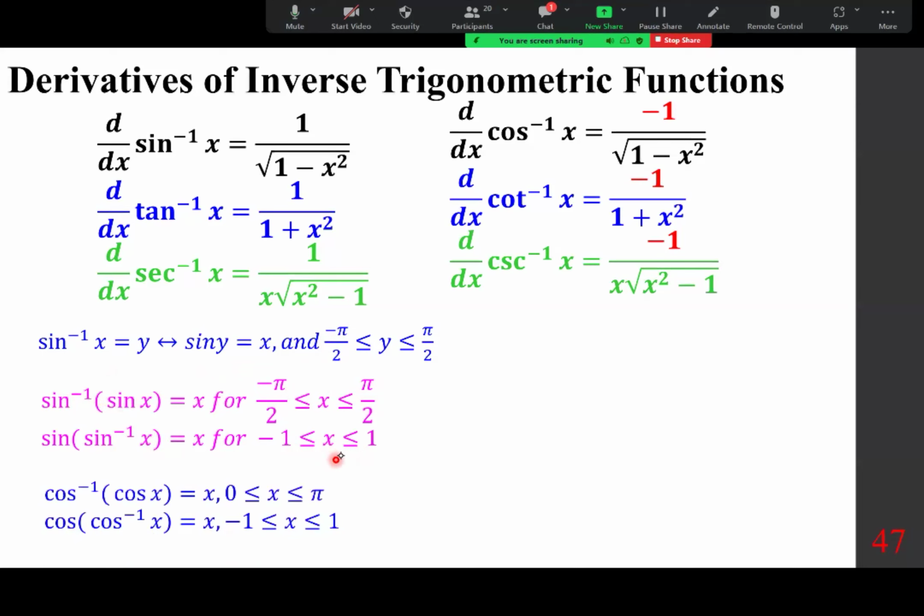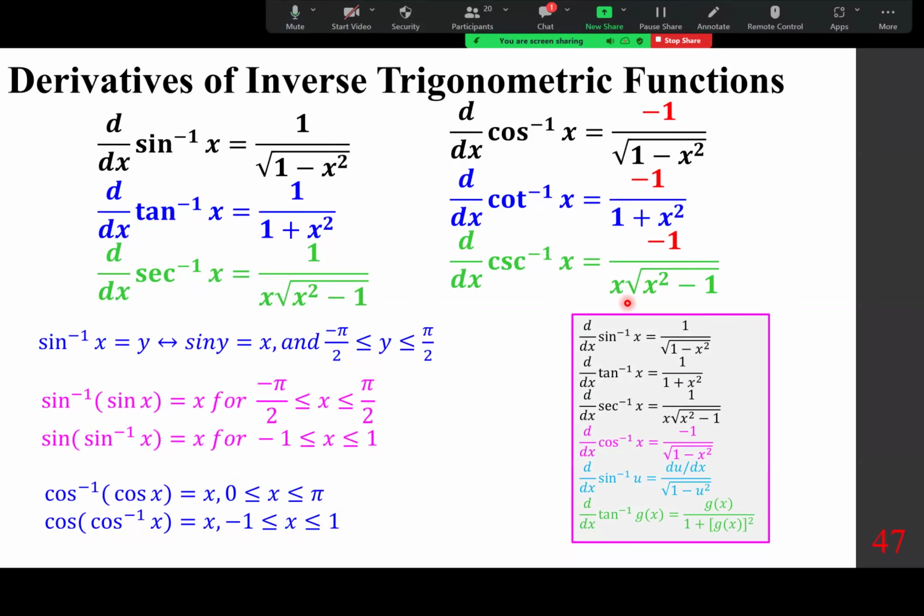As far as cosine, if you recall, cosine inverse of cosine x is x if x is between 0 and pi. The restriction we put for sine was the fourth and first quadrant to make sure the range of negative 1 to 1 is covered. For cosine, we said 0 to pi, the first and second quadrant. This is from trigonometry. Cosine of cosine inverse of x equals x, where x is between negative 1 and 1. And so those are the synopsis of everything we discussed.